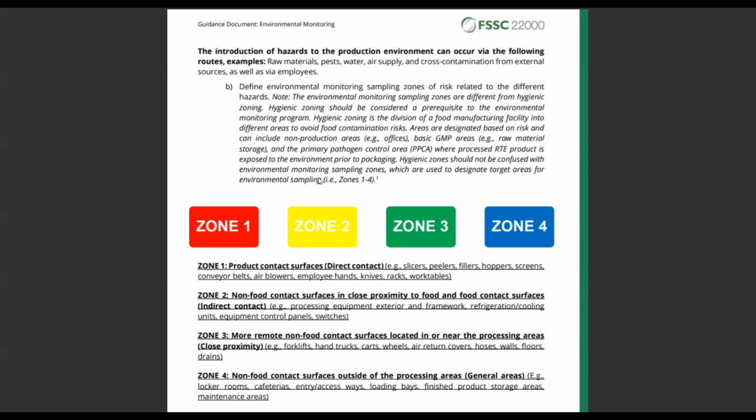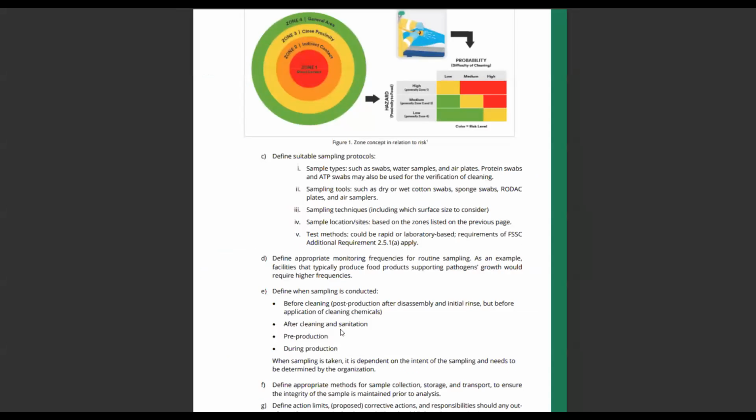So the guidance just gives you an indication of how your environmental risk assessment should ideally be done, based on the likelihood of cross-contamination with the product. Obviously, zone 1 is where we are mostly concerned with possible contamination. Then zone 2 is next, and zone 4 will be the least of our concern, because it is a non-food contact surface outside of the processing area. So this is not necessarily a big concern in your environmental risk assessment.